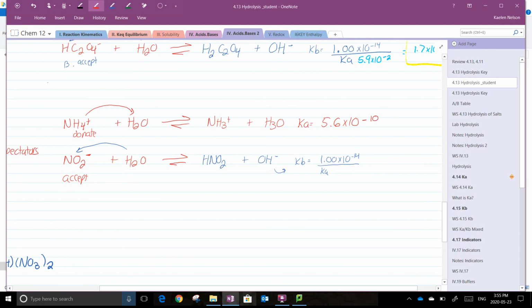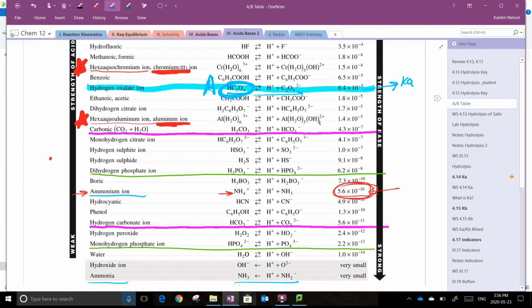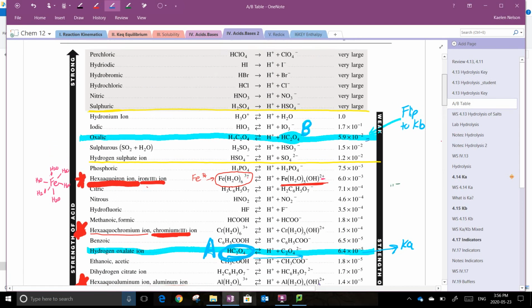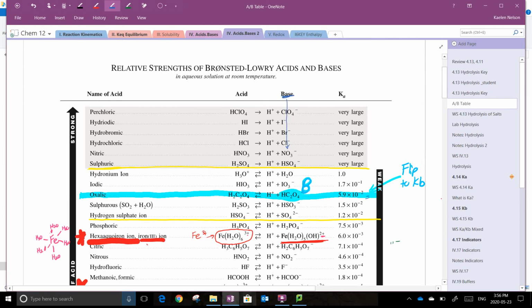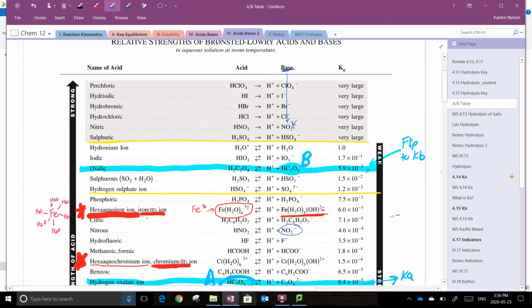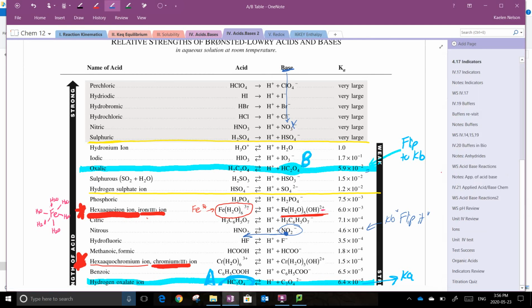Okay, and now I'm going to go look for my next one, which is NO2 on the base side of my table. Back to my table. Down my base side. This is my base side, so I'm looking down here. Careful, that's NO3. Don't fall into that trap. Keep looking. There's NO2. Okay, so the NO2, this was my starting, and if I read my equation, it's exactly reversed of what I wanted. So this means I'm going to flip. I want a Kb, so I need to flip it, which means put it under 1.0 times 10 to the minus 14.